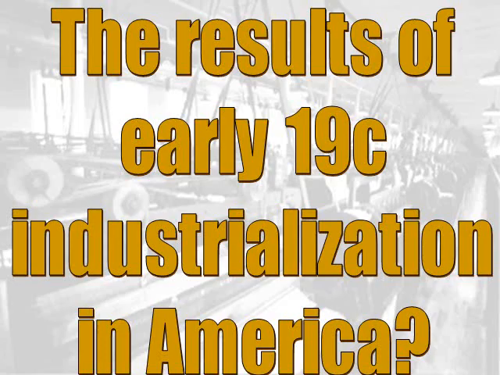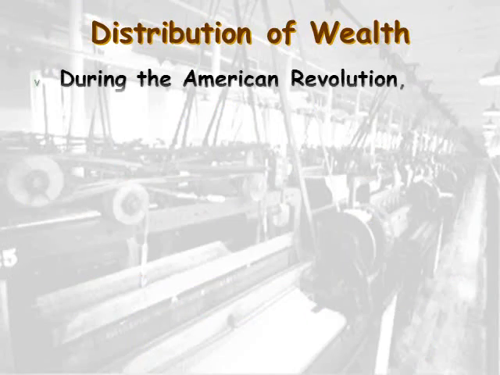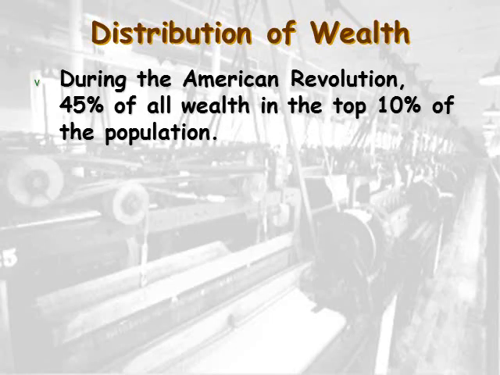So now we're going to move over into the second part of this presentation, which is what were the results? Now that we know how America transformed into a market economy, what were the results of this change? Well, one major result is a shift in the distribution of wealth. Now, there was always a gap between rich and poor in America. During the American Revolution, 45% of the wealth was in the top 10% of the population.